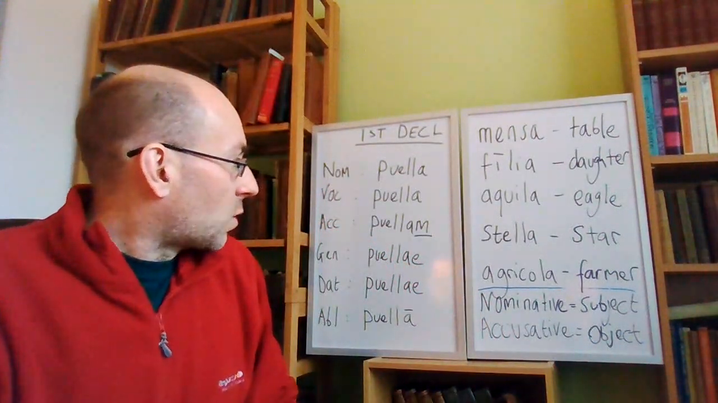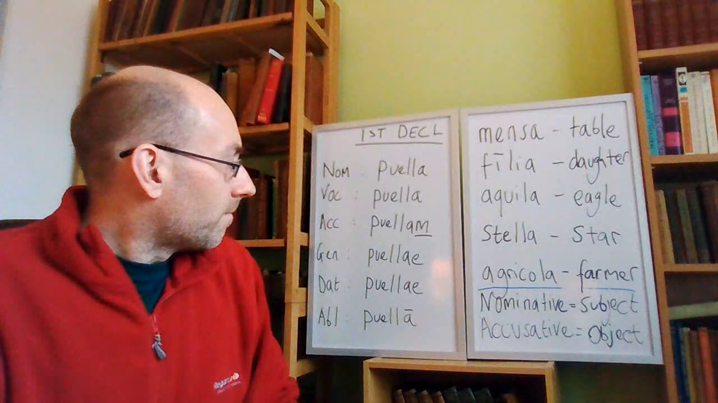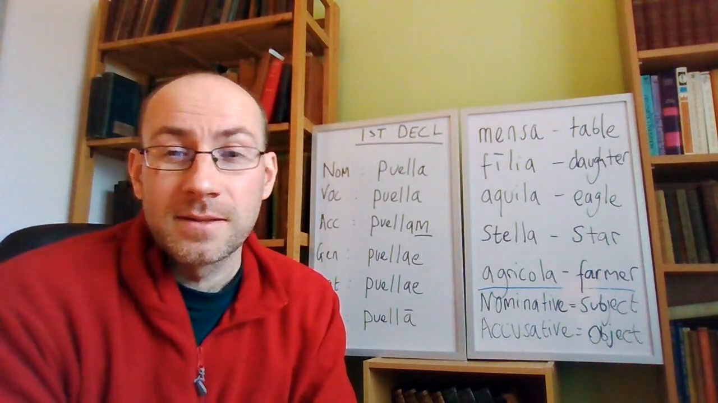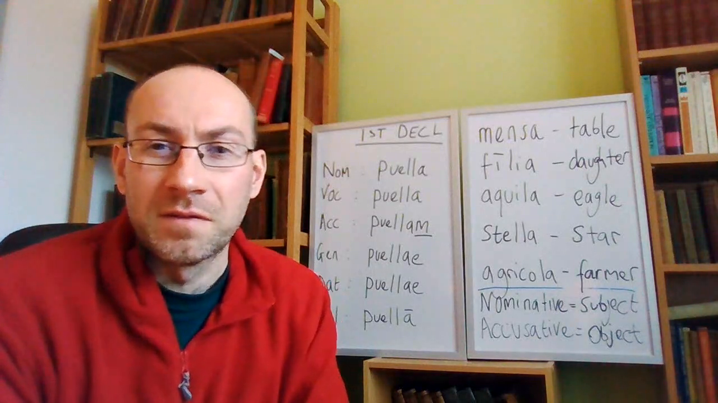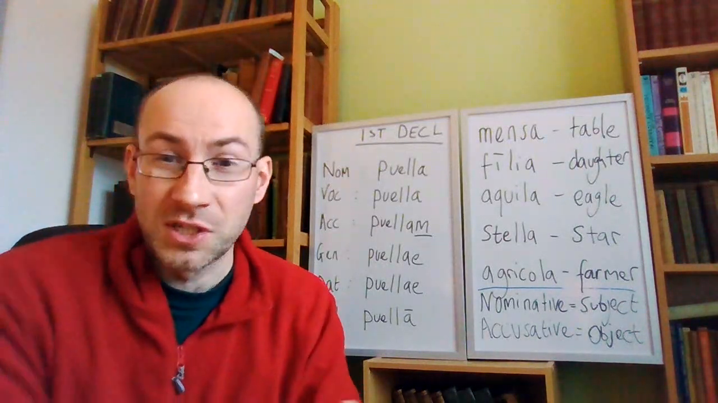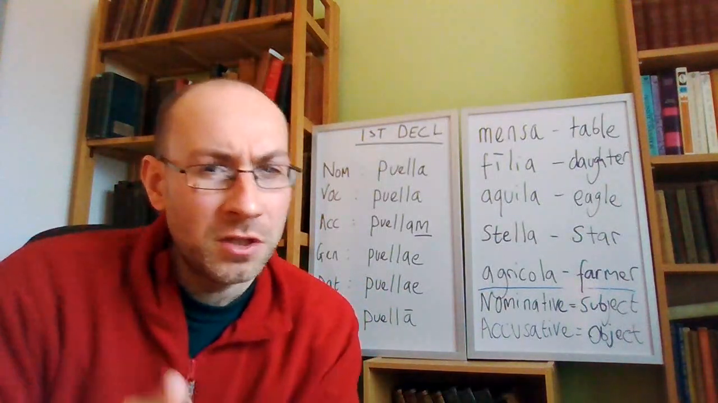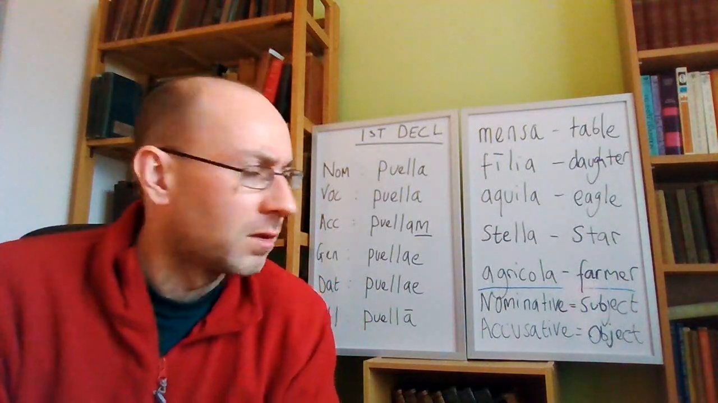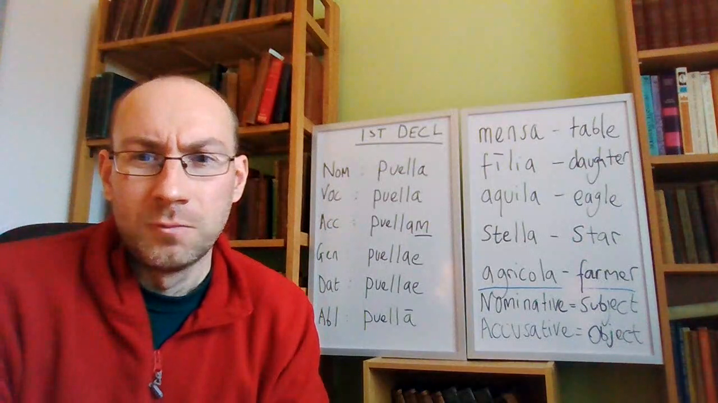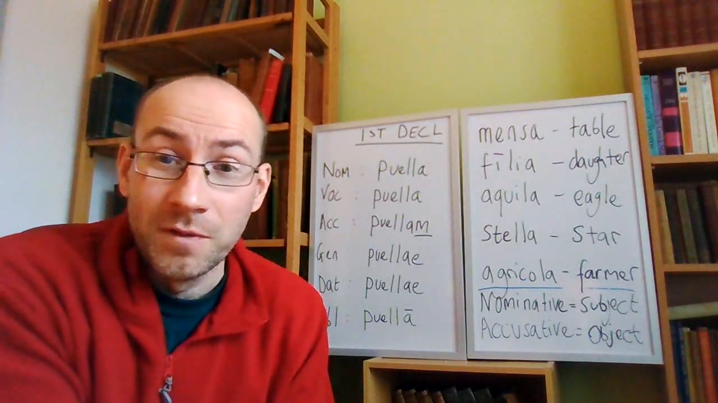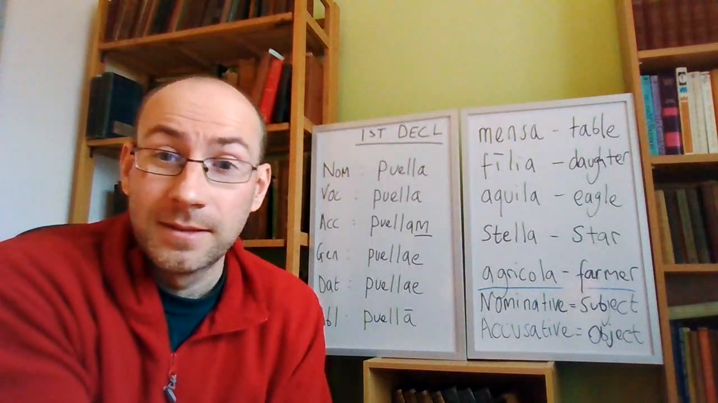Right, what about the next one? The eagle flies, or is flying, through the sky at night. Nominative, accusative, what's it going to be? What's it going to look like? Well, there's no one else flying. The eagle's doing the action. It's in charge of the verb. Subject, aquila.